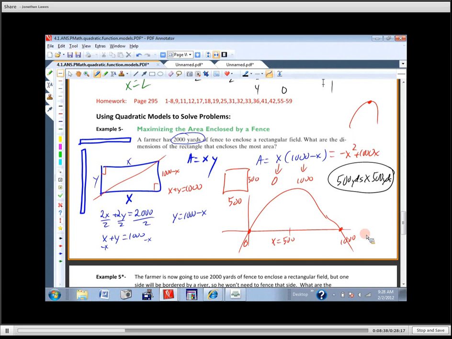500 by 500. Now, if it said, what is the maximum area? What we do is we take 500 and plug it in here. Remember, find the x-coordinate of the vertex, plug it in to find out what the maximum is, or the minimum if it opens up. Or you can just take the two of those and multiply them together. 500 times 500 is? I believe it's 250,000, because it would be a 25 followed by four zeros. So that's what the maximum area would be. It didn't ask for that. The answer is this stuff right here. That is the answer. Are there any questions?